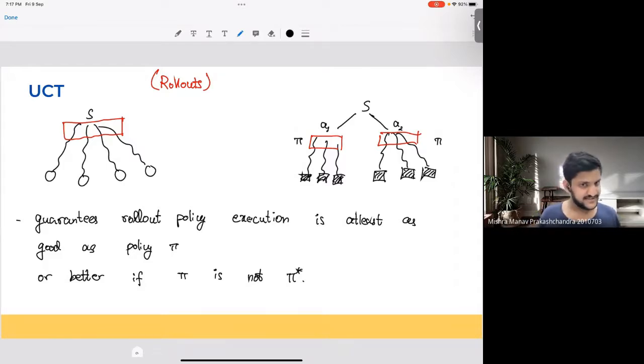And the good thing about this rollout method is that it guarantees that the rollout policy execution is at least as good as the policy pi, or better if pi is not optimal. So conservatively speaking, it is as good as the policy that I'm estimating, even using your simple value iteration, policy iteration stuff. And if the estimated pi that I have right now is not the optimal policy, then the rollout method improves on that and gives me the optimal policy. So this is the advantage of using rollout methods.